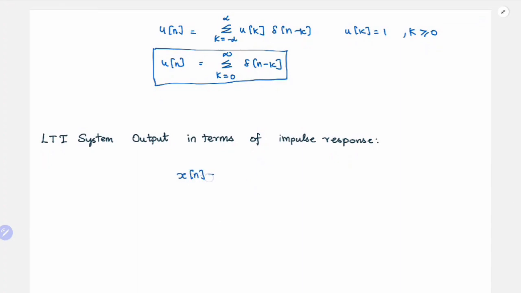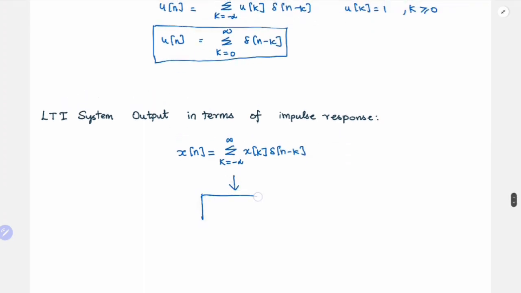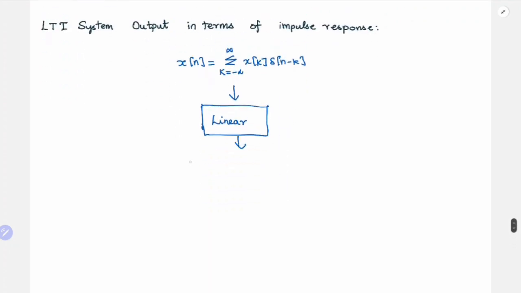So I have my x of n equal to summation k equal to minus infinity to infinity x of k delta of n minus k. So if I pass it through a system which is linear, what will happen? I'll get some output y of n. Since it is linear, if my delta of n minus k gives a response, an impulse response, such that it is h_k of n, I am giving k here to represent this k, because the impulse response will depend both on n and k, because the system is only linear. We haven't said anything about the time.